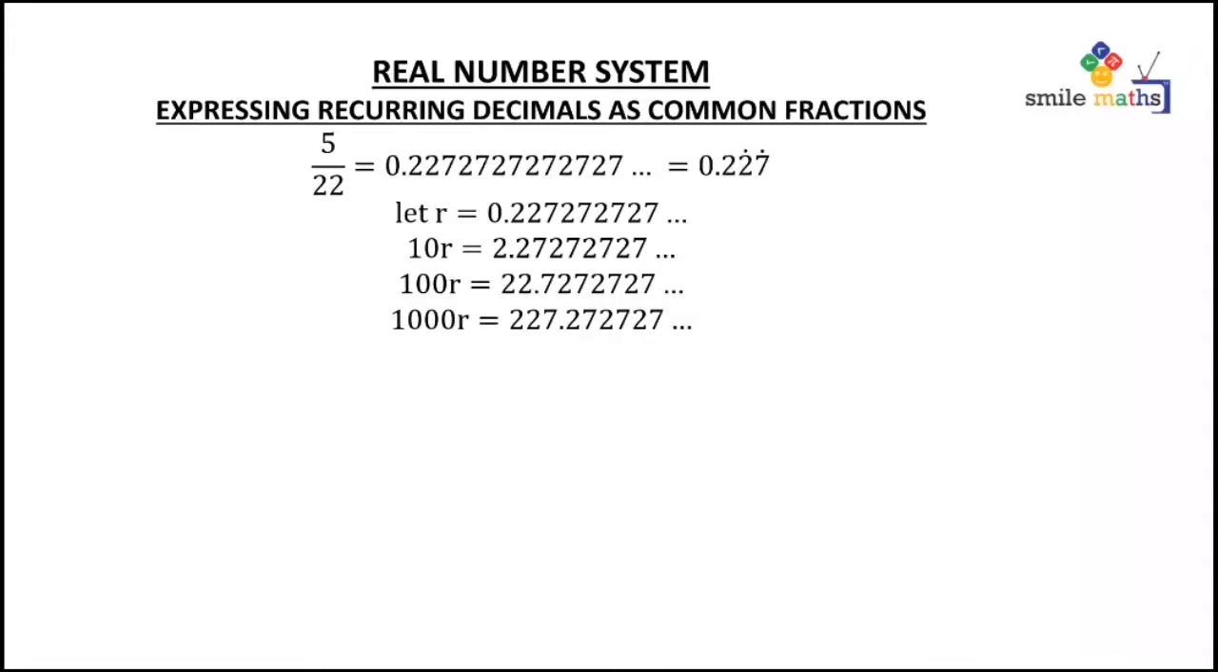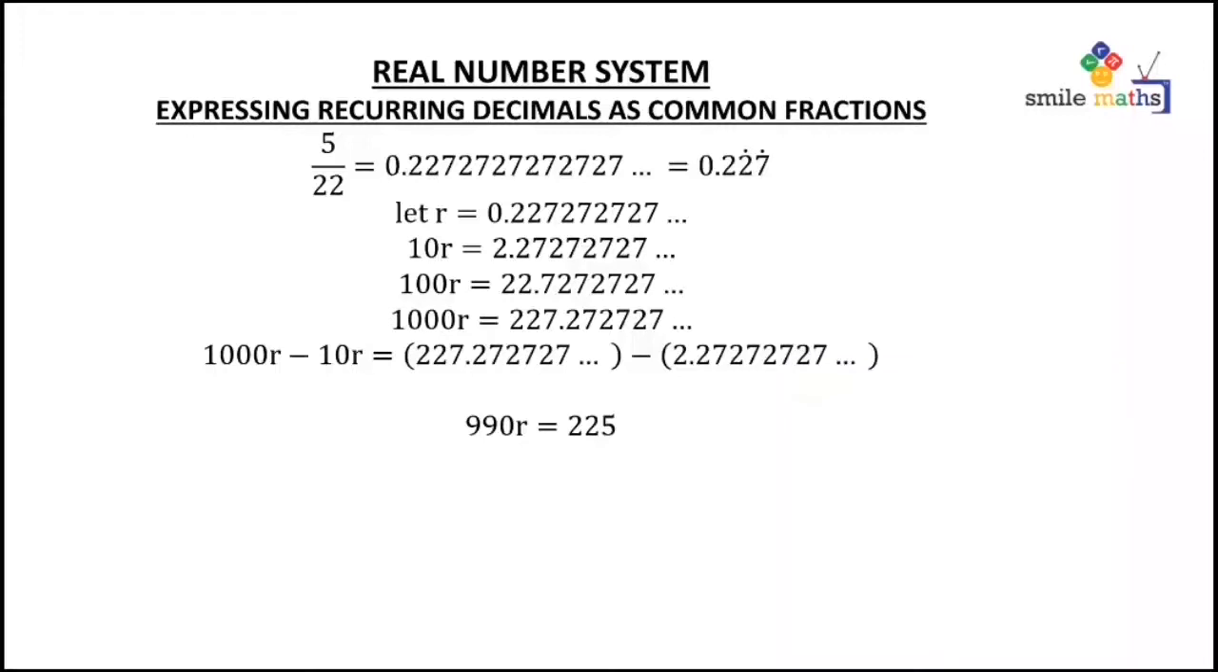So we are going to have 1000r minus 10r, because those are the two multiplications that give us the same recurring decimals, which is going to give us 227.272727 recurring minus 2.272727 recurring. So the recurrence goes away. Then we have 990r giving us 225, which is 227 minus 2. So we divide through by 990, then our answer becomes 5 over 22. That is when you cancel out.